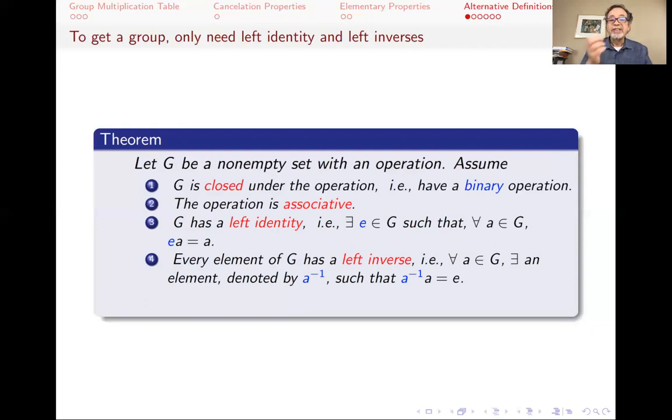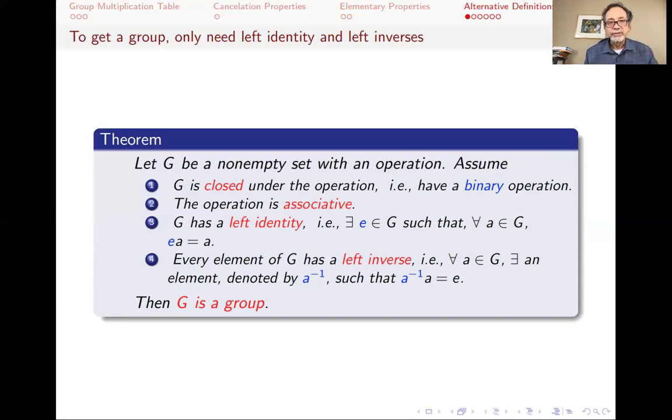This is weaker than the definition of a group, yet I'm going to prove that G is a group. And what do I mean by G is a group? I mean that the left identity is actually also a right identity, that left inverse is also right inverse, and so forth. This does not say that if something is a left identity it is automatically a right identity. It says if a set has closure, associativity, the left identity and left inverses, then those are identity and inverses.